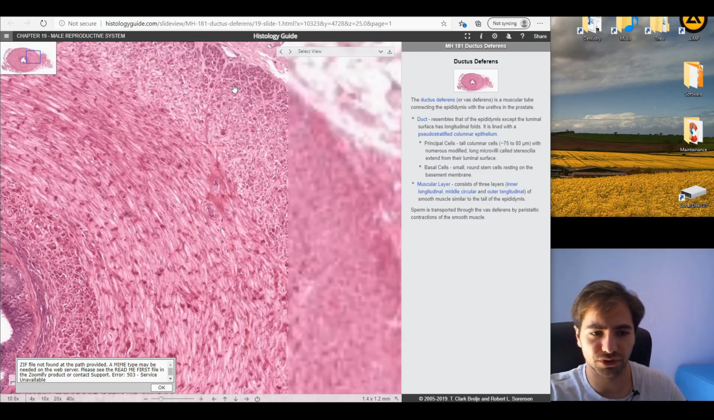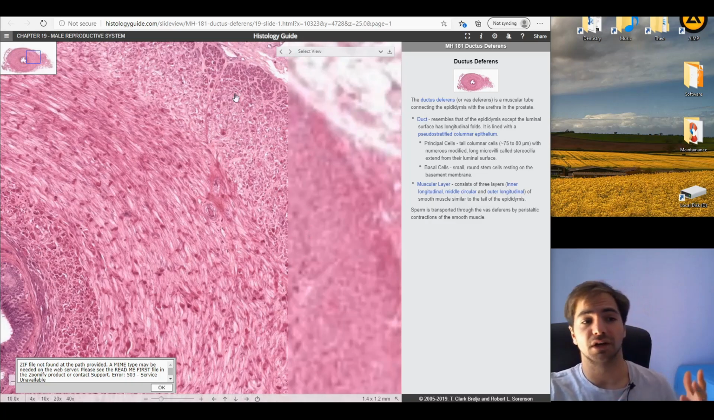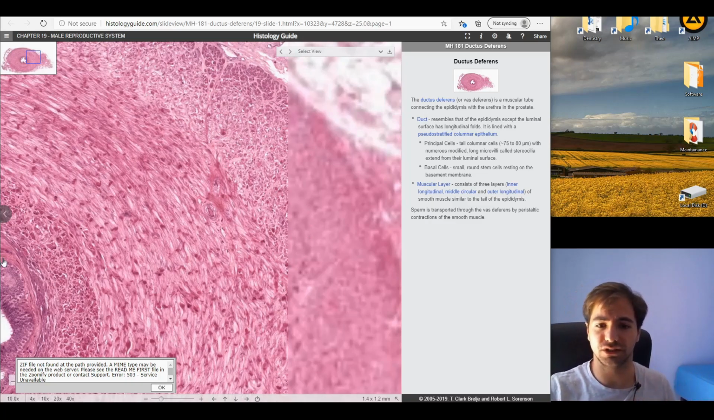Now, the whole point of the ductus deferens is to move and to contract all these smooth muscles in many, many motions, similarly to the GIT contractions, the peristaltic movements. And of course, this allows the movement of sperm from one point to the other.